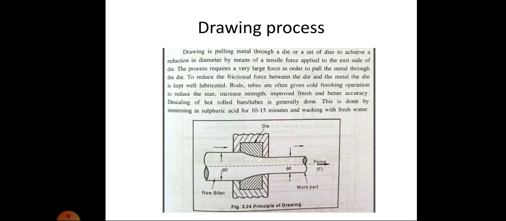In the diagram you can see that before the drawing process the diameter is capital D, and after the drawing process the diameter is small d. That is, the diameter gets reduced during this drawing process and the force is applied on the outer side of the workpiece. That is, a tensile force is applied. Here in the drawing process the workpiece is forced to move inside the orifice of a die.